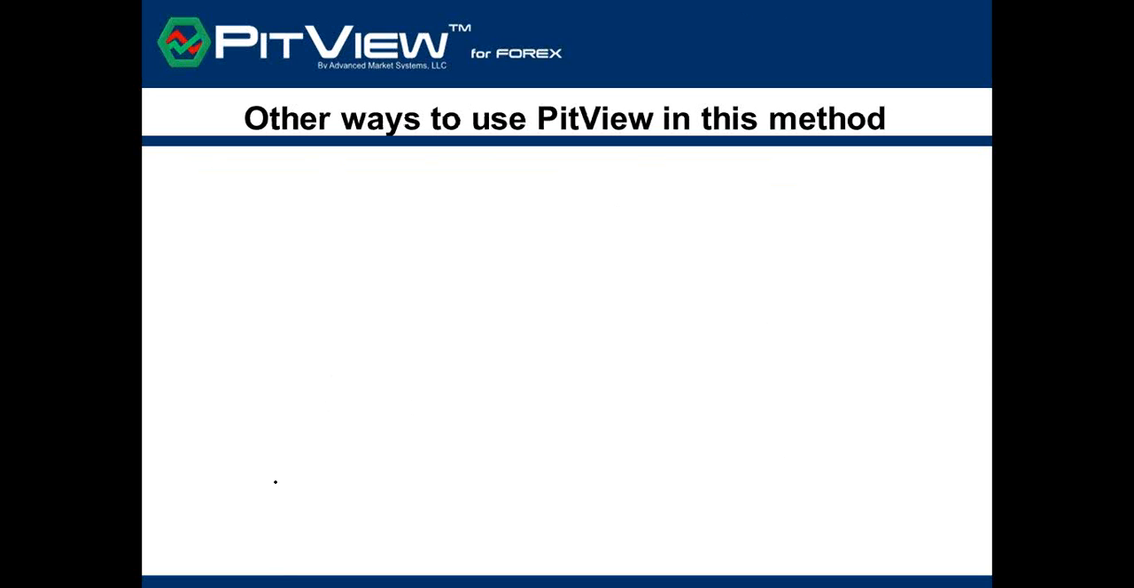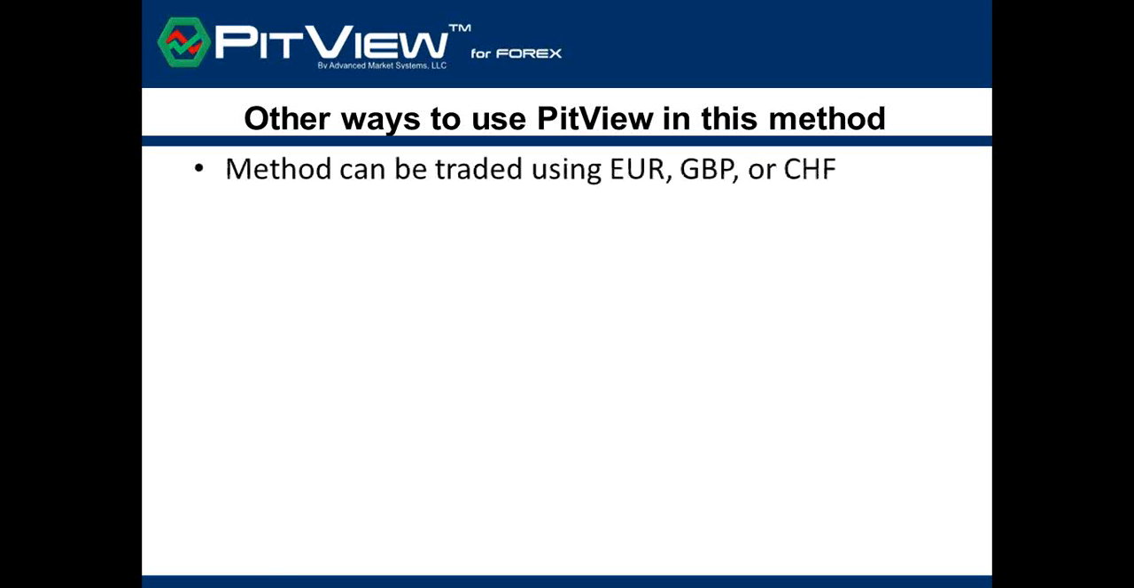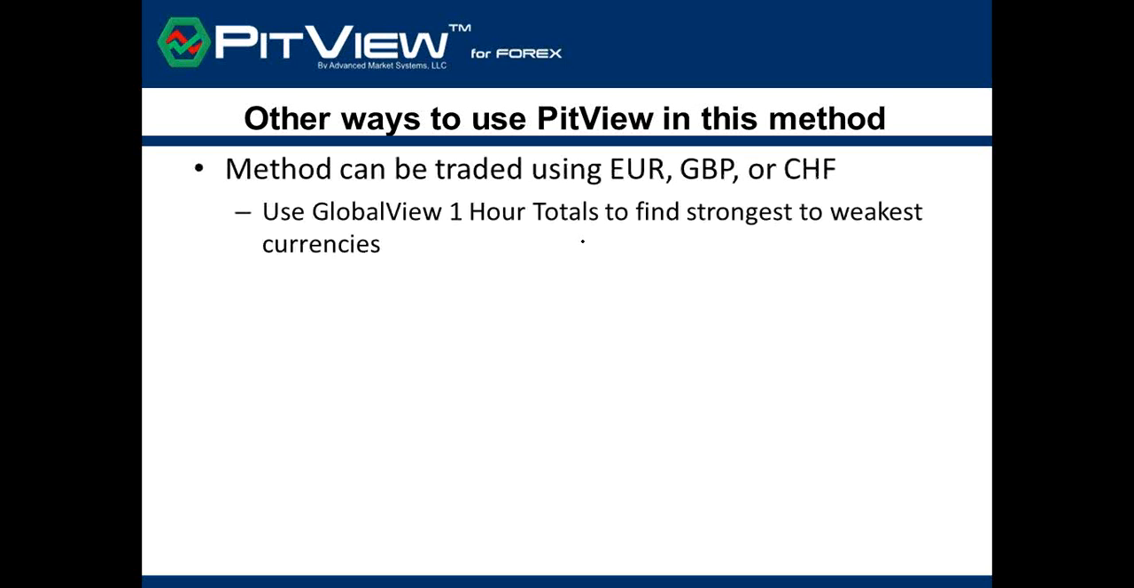Now, other ways to use PitView in this method, it can be traded using the euro, the pound, or the Swiss. You can use global view. Since you're using a short-term trading method, once 3 a.m. hits, if you're trying to decide which pair to trade, you can look at the 1-hour totals on global view to find the strongest to weakest currencies as far as the euro, the pound, and the Swiss.